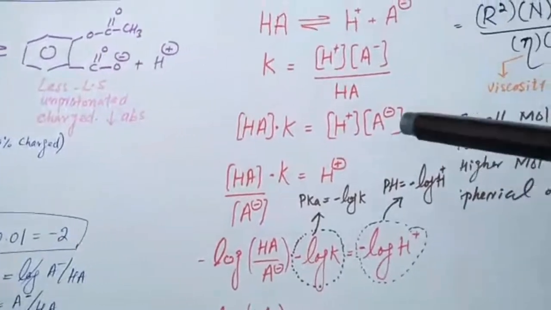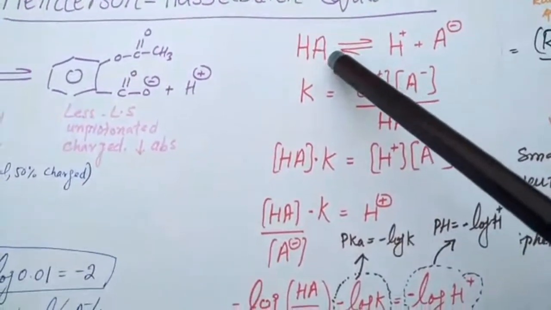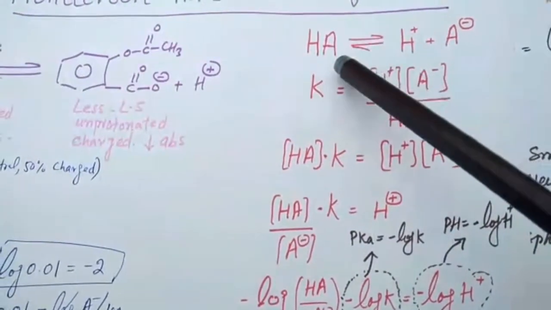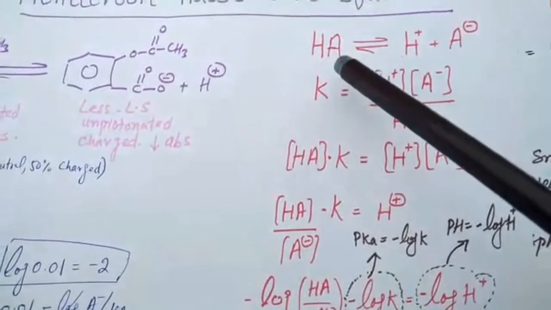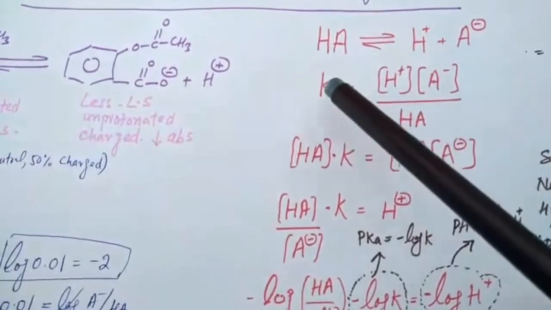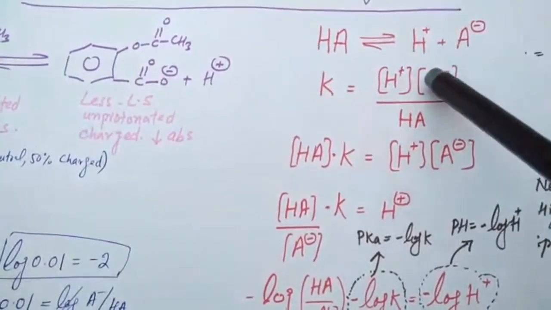This equation is simply derived from a weak acid. Any drug may be a weak acid or a weak base. Strong acids and strong bases are never drugs, they are poison. So this is the weak acid, this is the ionization, and this constant is equal to the product of this divided by this one.